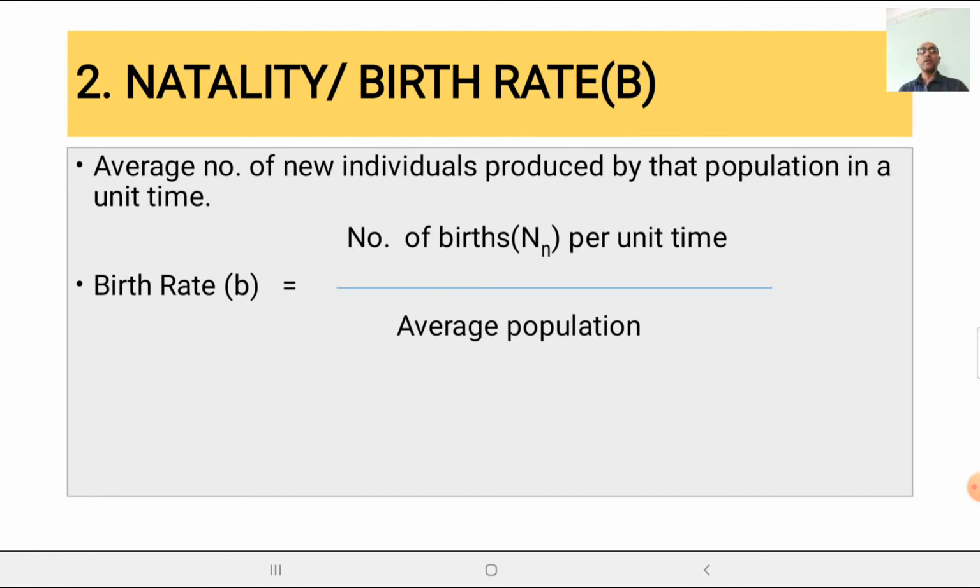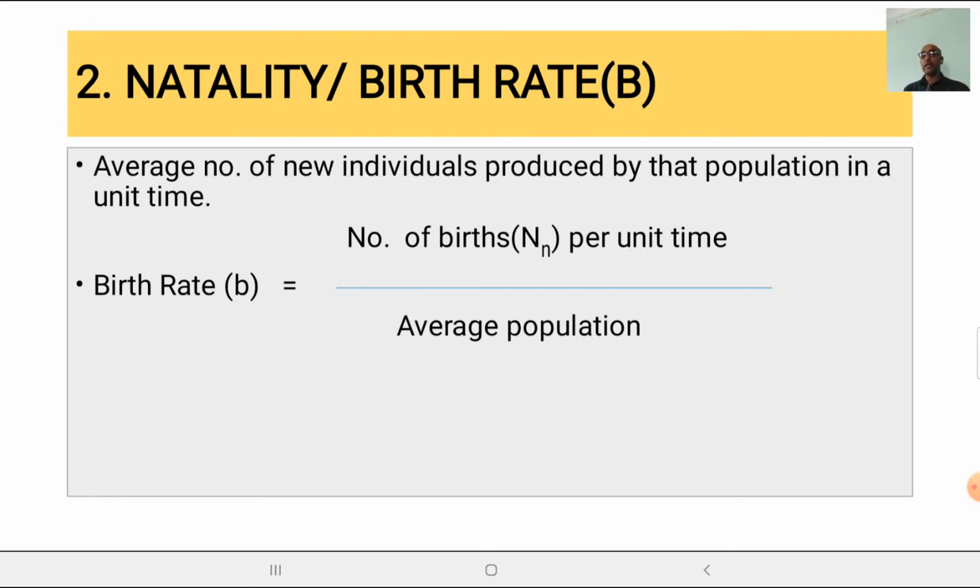Natality or birth rate can be found out by the formula: number of births per unit time divided by average population. Birth rate is the number of births per unit time divided by average population. This is what natality is.